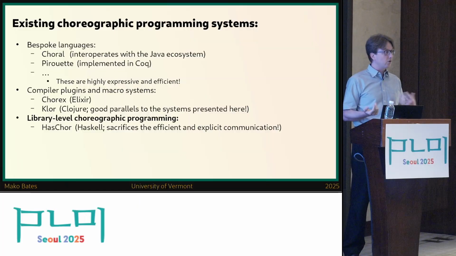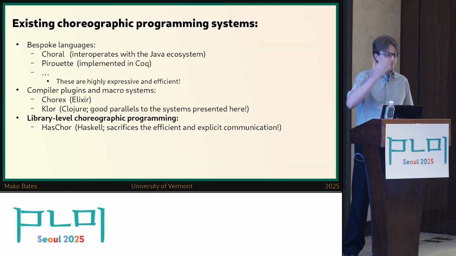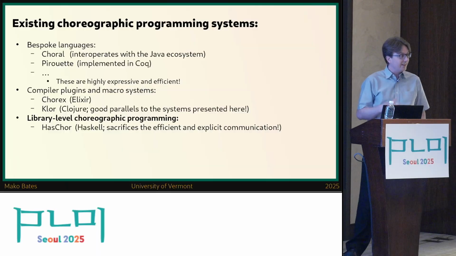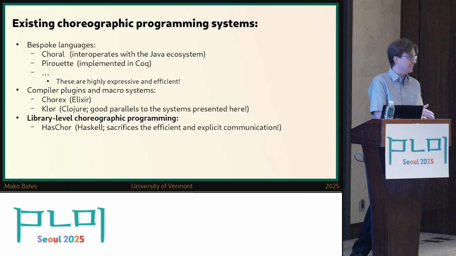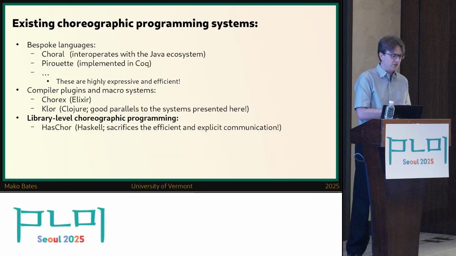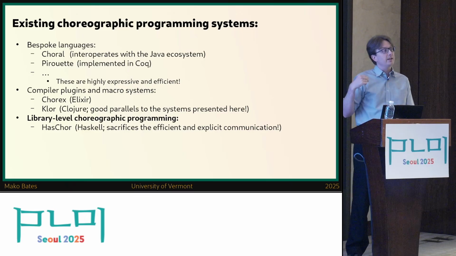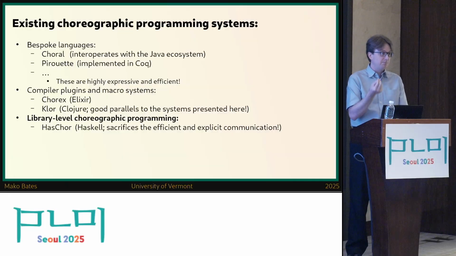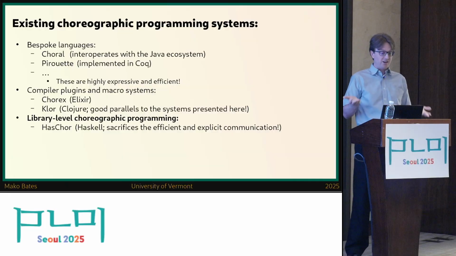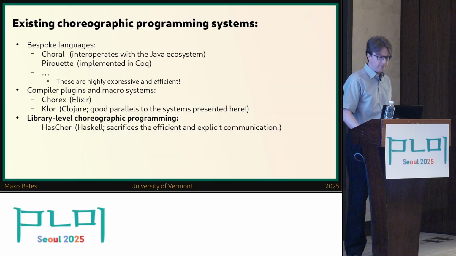So Corix and Chlor augment their host language's syntax with macros and compiler plugins. But what we want is fully library-level choreographic programming. And HasChor showed that that was possible at ICFP a couple of years ago. It's very easy to use. You start a new Haskell project, you import HasChor, and you write your choreography. What you lose is the efficient and explicit communication that ought to be characteristic of choreographic programming.